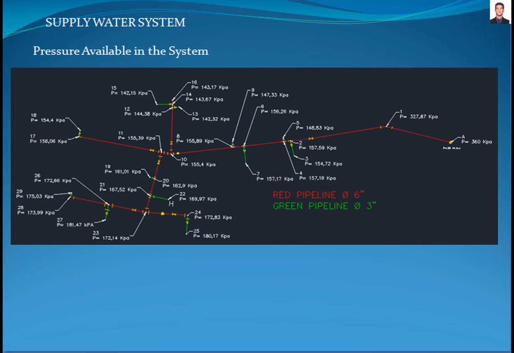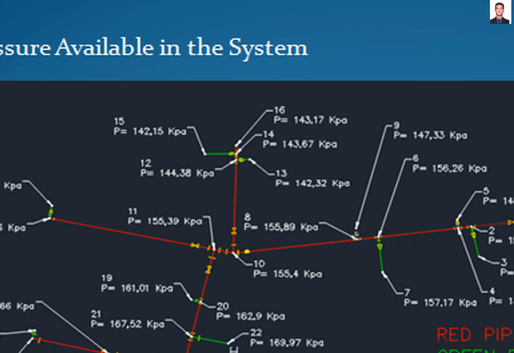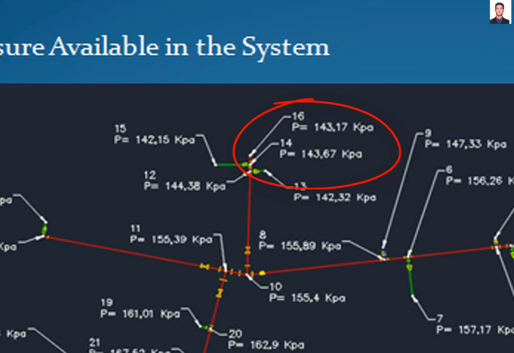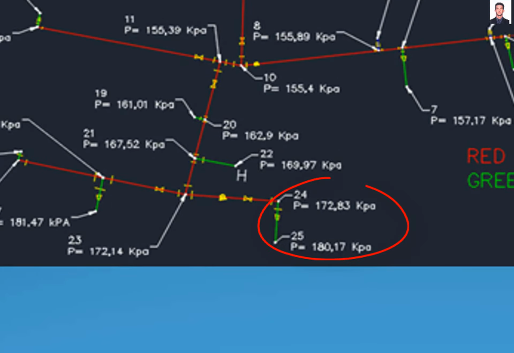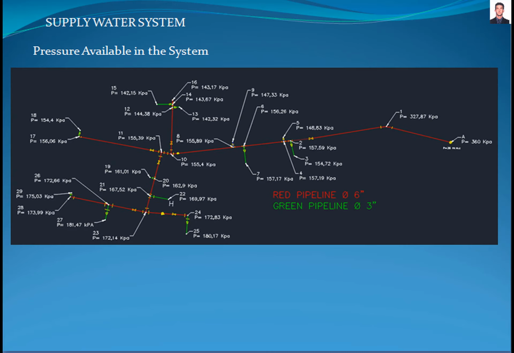In this figure, we can observe graphically the pressure distribution in the system. In the highest point, the residual pressure is 143.17 kilopascal, and in the lowest point, the residual pressure is 180.17 kilopascal, which complies with the requirement of the American Water Works Association M31 standard. With this, we conclude this tutorial.